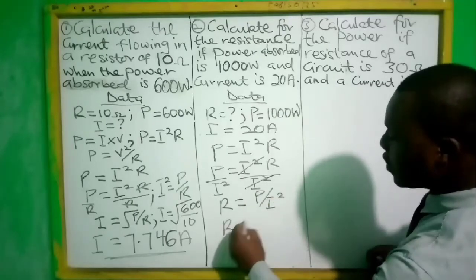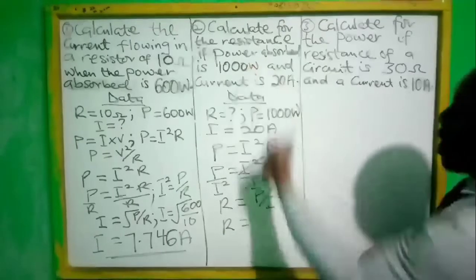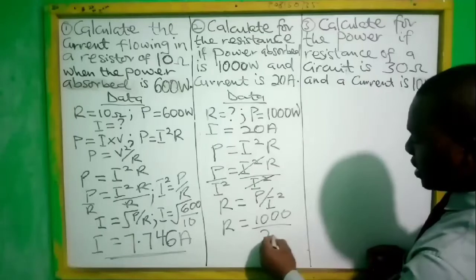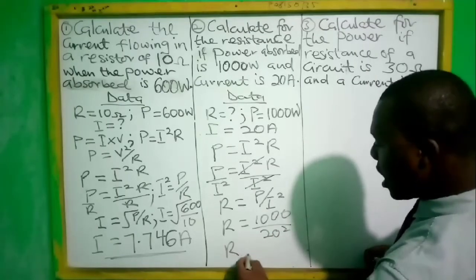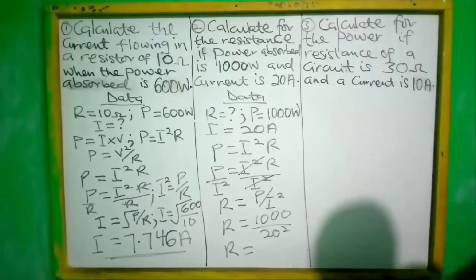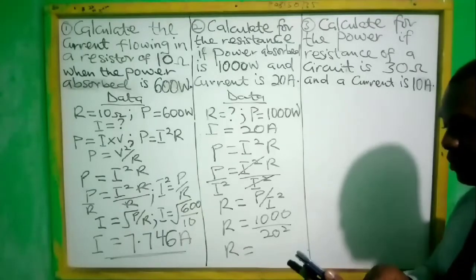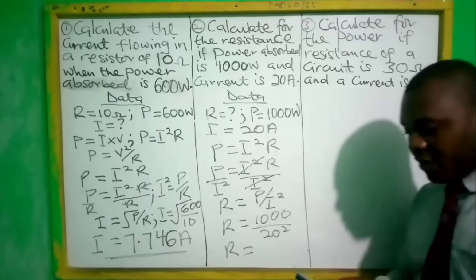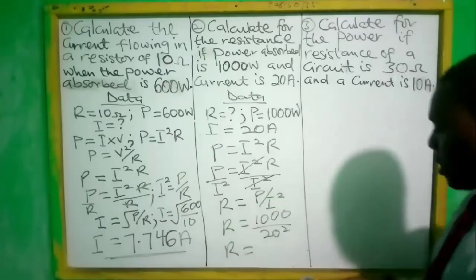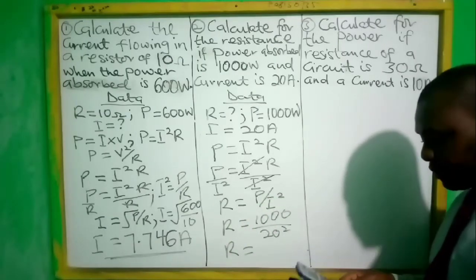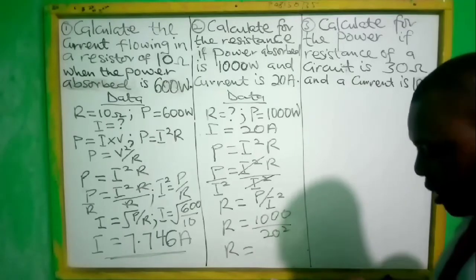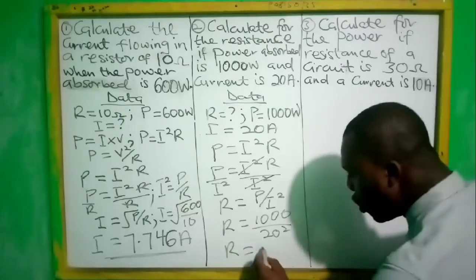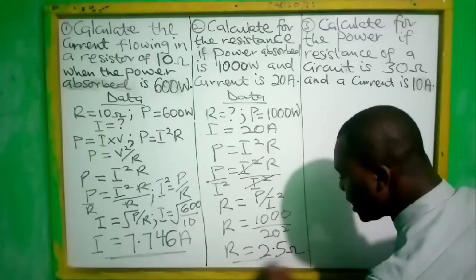Let's put the value. So resistance is equal to, power is what? 1000. Current squared, the current is 20 squared. So resistance equal to, let's use the calculator. 1000 divided by 20 squared will give us, alright, 20 squared will give us 400. So 1000 divided by 400 will give us 2.5 ohms. So this is also the answer.